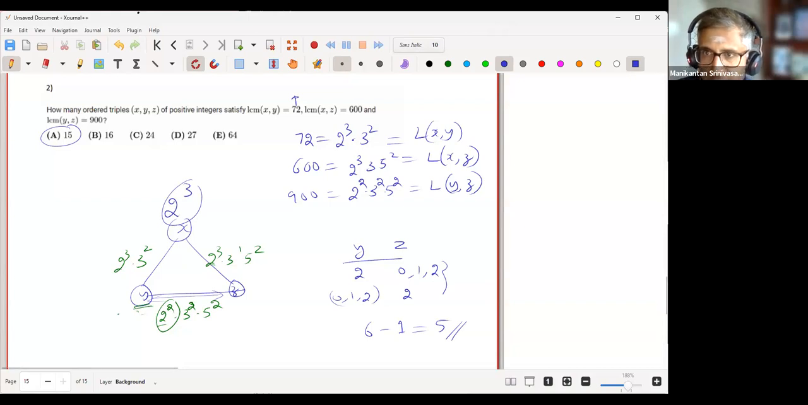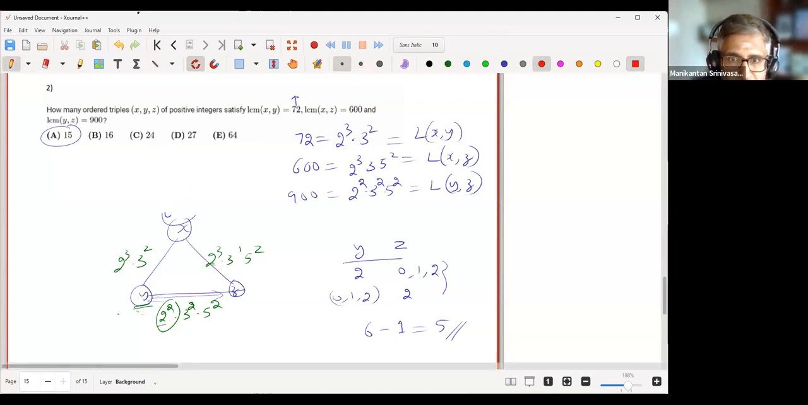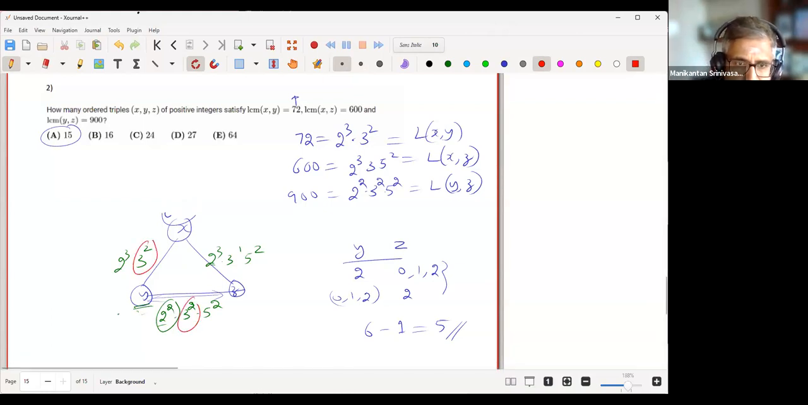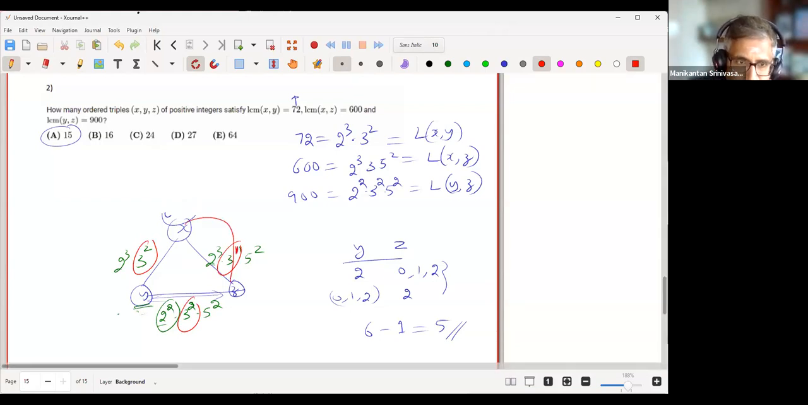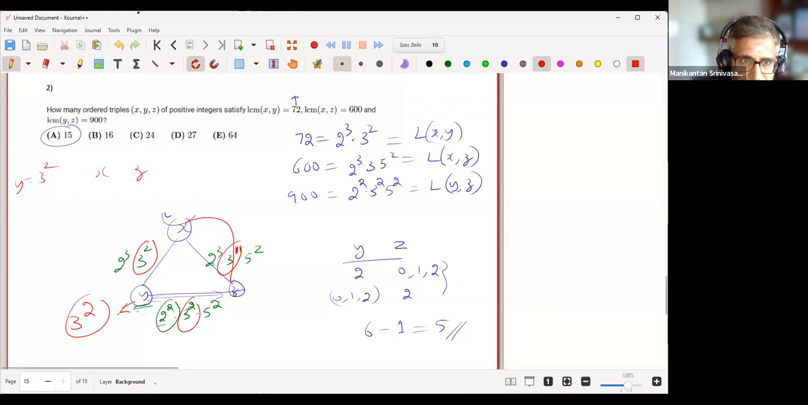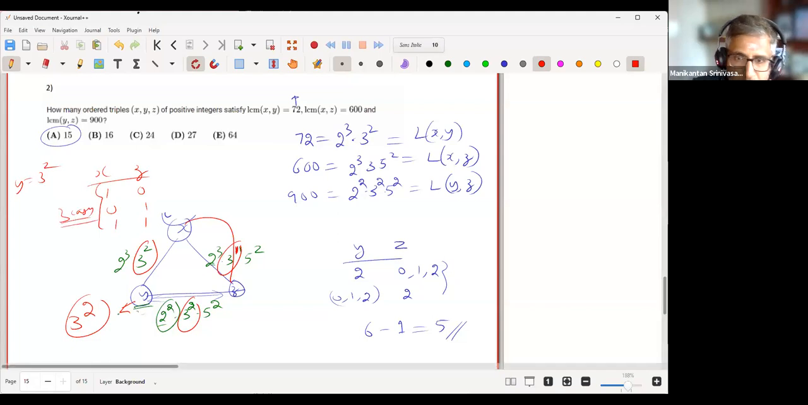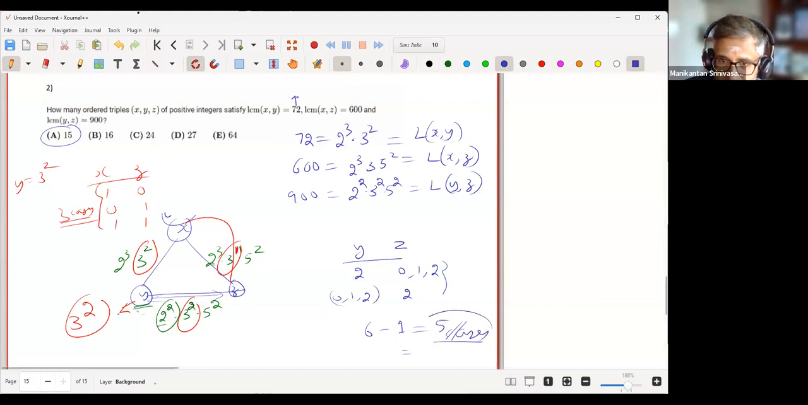Very good, Dipra, well explained. And similarly, you will proceed with 3, right? Same thing. So the power of 3 is 3 power 2 here, 3 power 2 here, and 3 power 1 here, which means X and Z are constrained by having a maximum of 1, which means Y must be the leader with a 3 power 2 in it. So Y must have a 3 power 2. Then X and Z have a max of 1, which means it can be 1, 0 or 0, 1 or 1, 1. So there are 3 cases here. So 5 cases for 2, and 3 cases for 3.